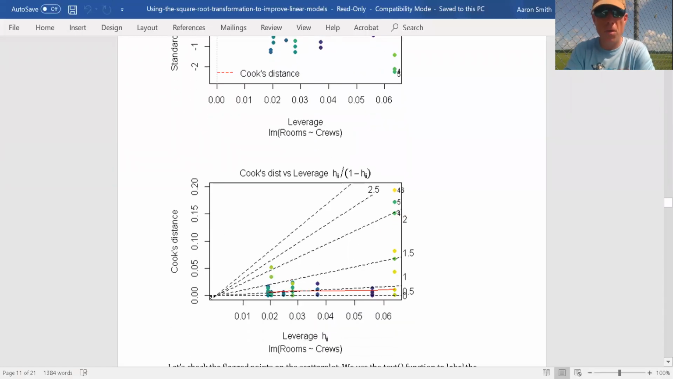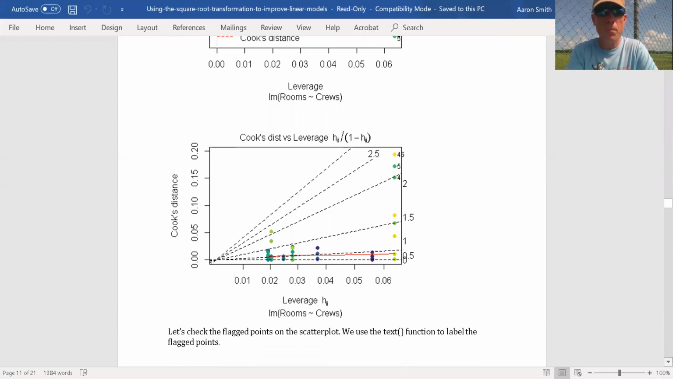Here we've got Cook distance by leverage. Remember, leverage only considers the predictor variables. In linear regression, the predictor variables are the only ones that enter into leverage. Remember that the far points on the right, the largest predictor variable values, are getting flagged. So there's some stuff going on.